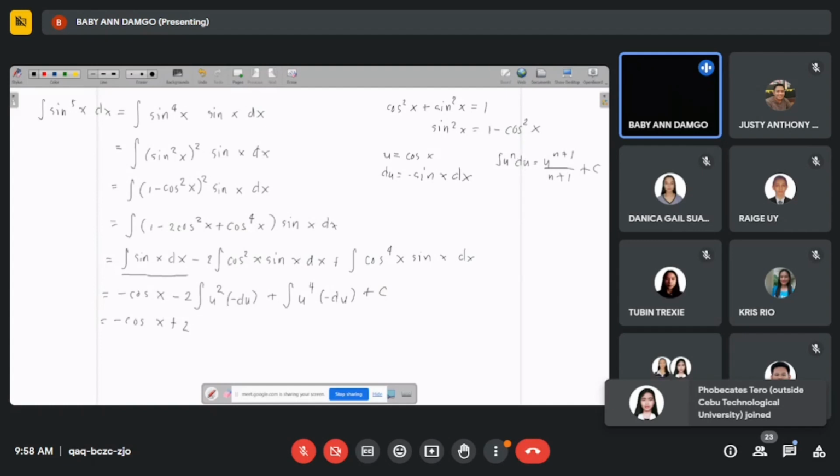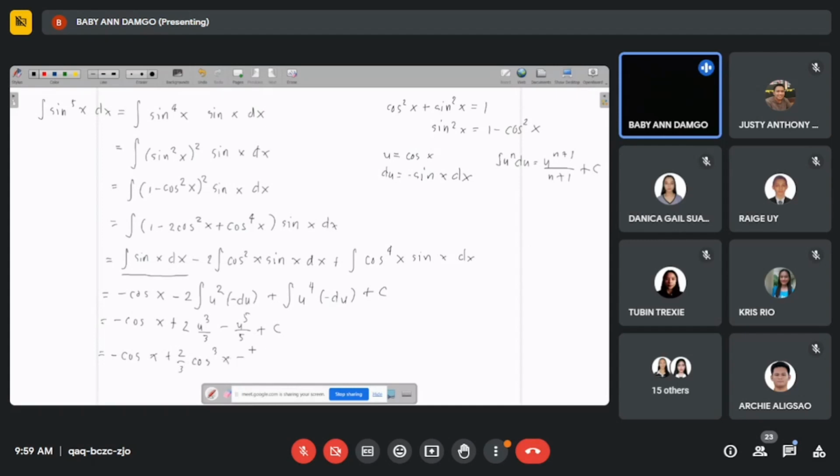So we have u cubed over 3. So here, this is negative because of the negative du. And then integration of u to the fourth is u to the fifth over 5 plus c. Okay, now we substitute the value of our u, which is cosine x. So we have negative cosine x plus 2/3. And then we have cosine cube x minus 1/5 cosine to the fifth x plus c.